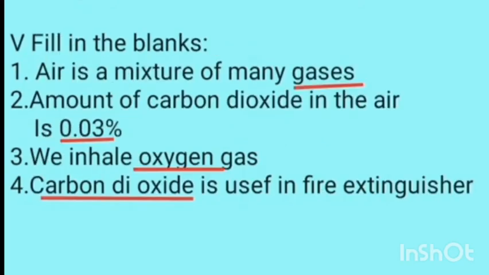Fill in the blanks. Air is a mixture of many gases. Amount of carbon dioxide in the air is 0.03%. We inhale oxygen gas. Dry ice is used in fire extinguisher, carbon dioxide.